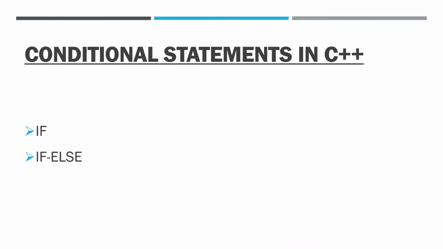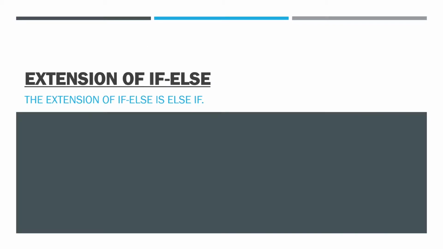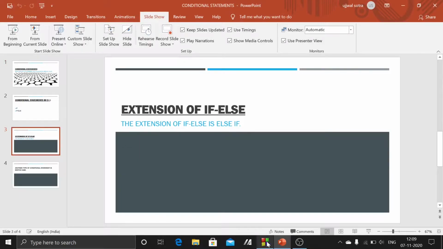For conditional statements in C++, we have the if statement, then we have the if else statement. Beyond if else, we have an extension of if else, that is if else if. And we also have another kind of conditional statement, that is switch case. So let's discuss all this in the IDE.